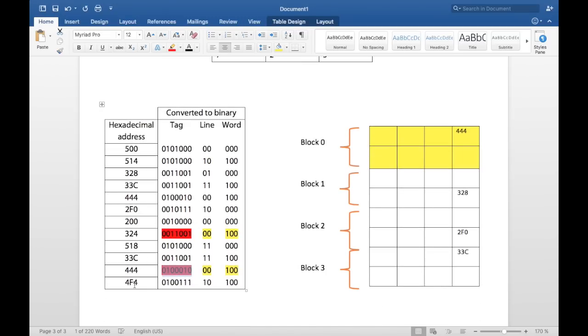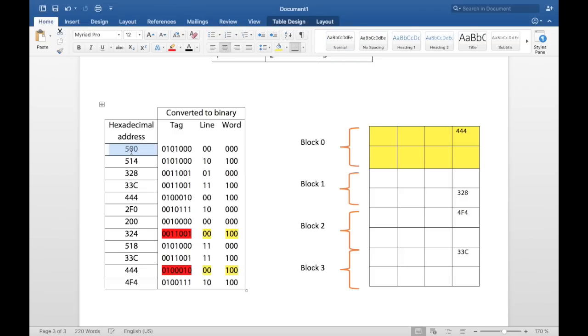The last value is 4F4, which will sit in the second block because this is representation of 2 in decimal and fourth word of it. So 4F4 will be here, and this dude will be kicked out. So we did one round of searching for data. The question told us the cache was initially empty, so everything we did here was a miss. There was no hit. Now, as the question says, this process should be repeated twice. So we did it once, we need to do it one more time.